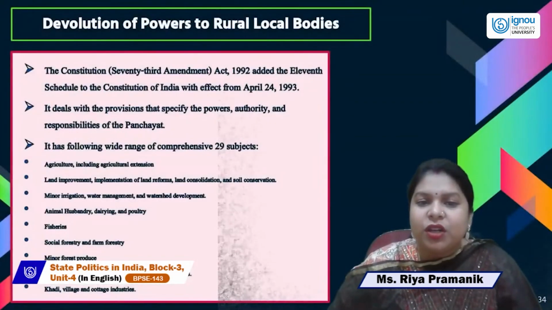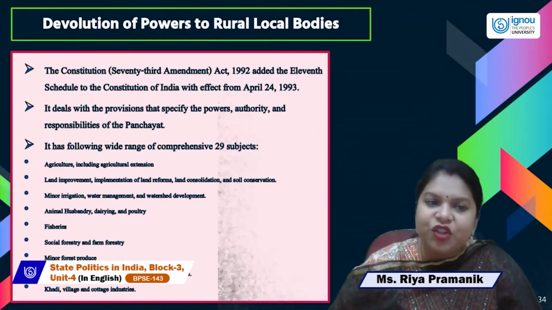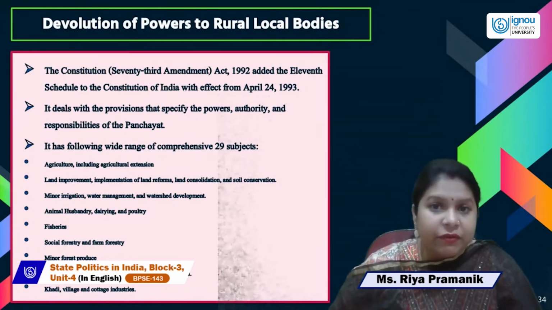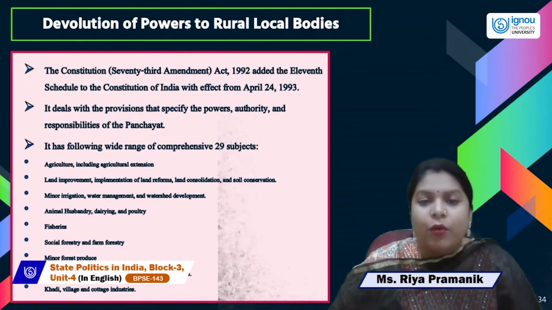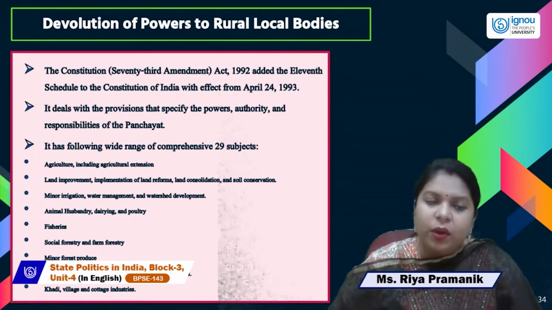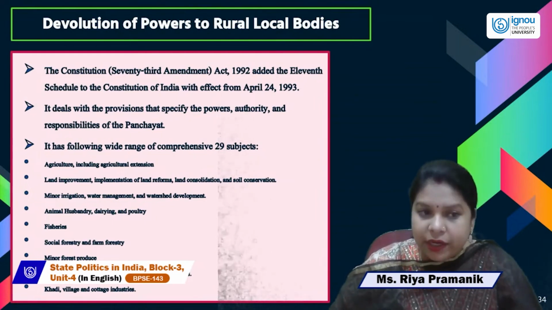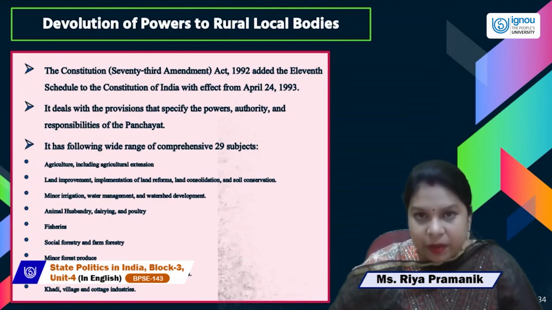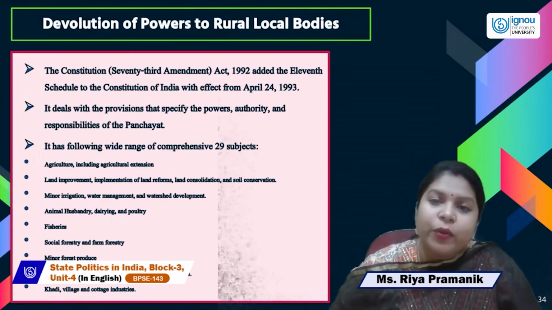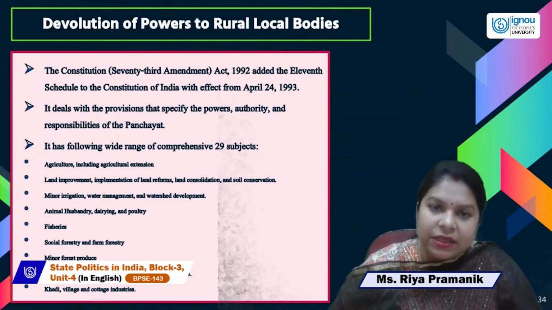So the Constitution 73rd Amendment Act 1992 added the 11th Schedule to the Constitution, which is a very important point to be noted, with effect from April 24, 1993. It deals with the provisions that specify the powers, authority, and responsibilities of the panchayat, and it has 29 subjects. So what are these 29 subjects that it talks about?